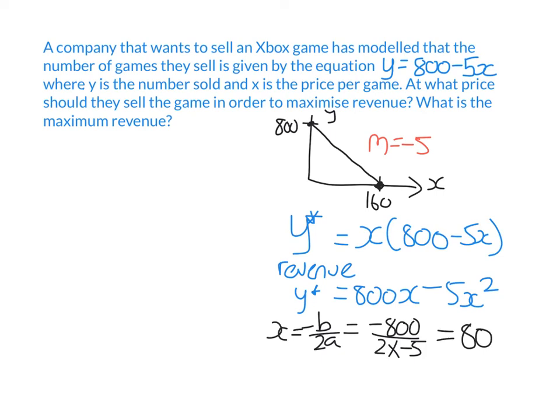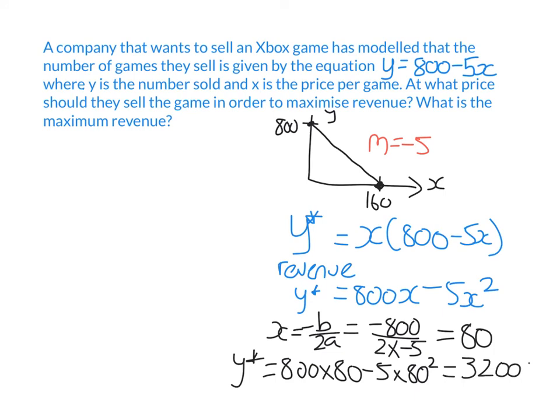So what that means is revenue will be maximized when the price is 80. So when you're selling each game for $80. So the revenue, the amount made, I just substitute 80 into this equation, as I did in previous examples. So substituting x equals 80 into this equation, we get this, and putting that on your calculator, we get 32,000.